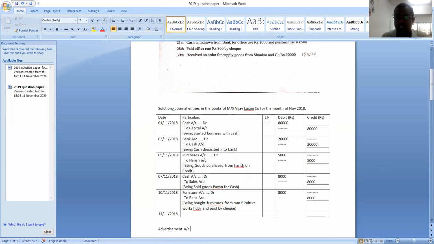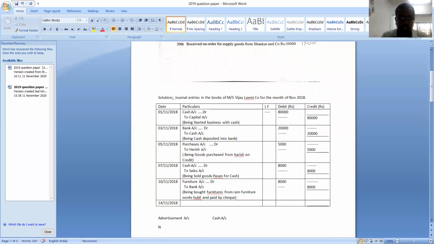For each and every transaction I am not going to write like this, understood? Only for this problem I am going to give you proper explanation. Later we need to process the transaction internally instead of writing it. So one is advertisement account, another one is cash account. What is the transaction? Paid for advertisement.